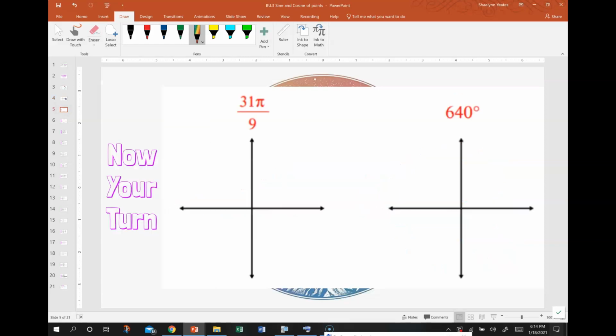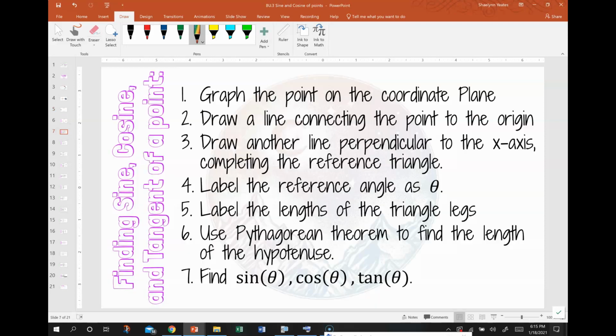Whew, that one was tough. All right, I want you to try this one. Notice you're only cutting it into ninths. That's so much nicer than 18ths. And then this is 640 degrees, so you'll have to just keep rotating until you reach 640. From there, we will come back to this together, and we will start talking about sine, cosine, and tangent.